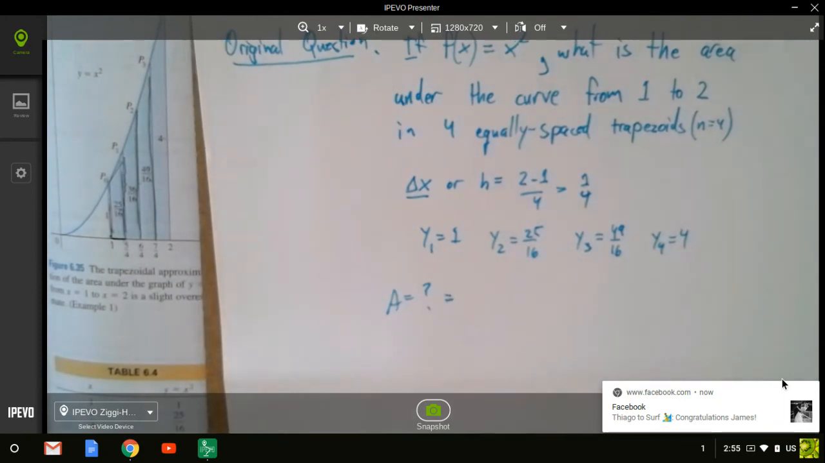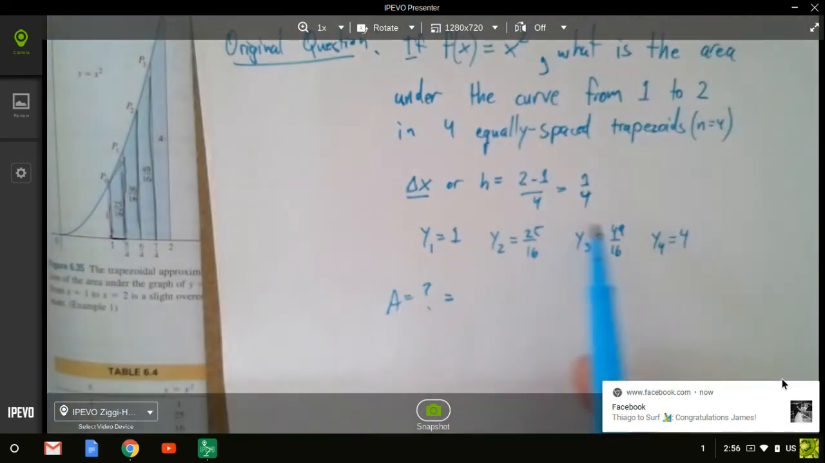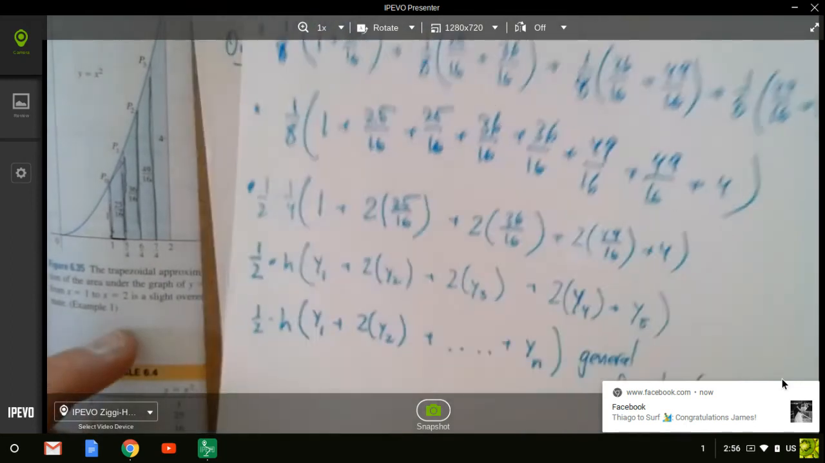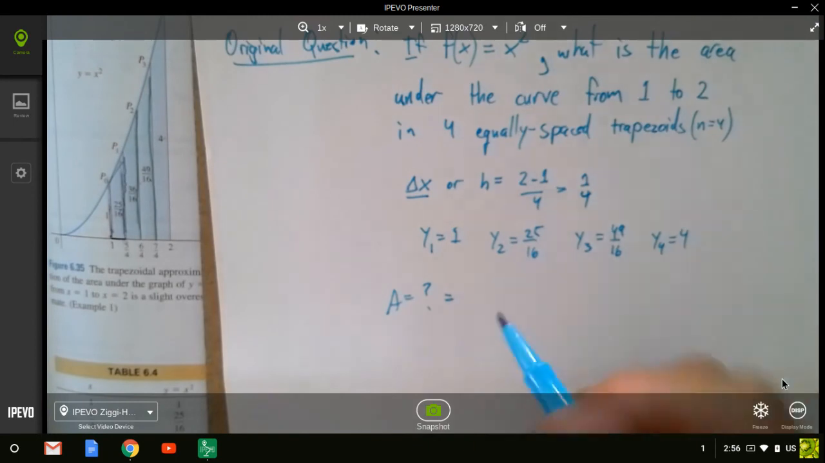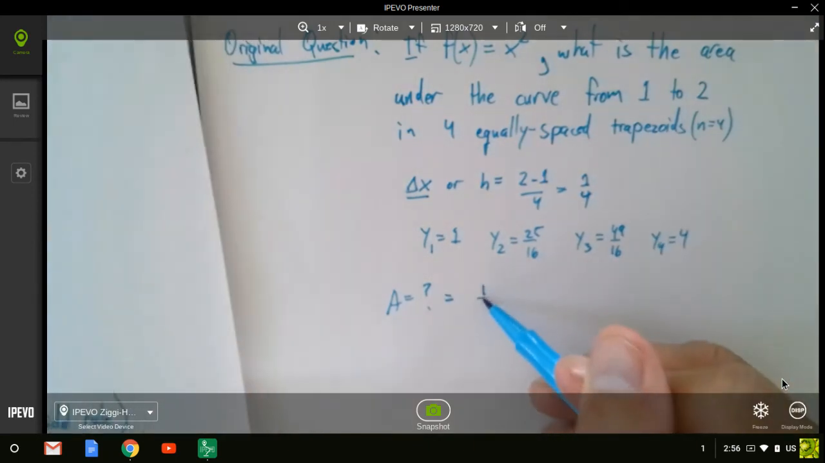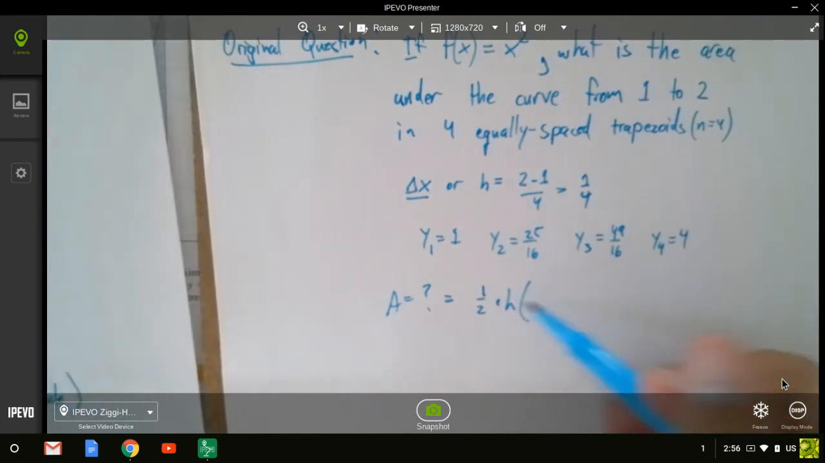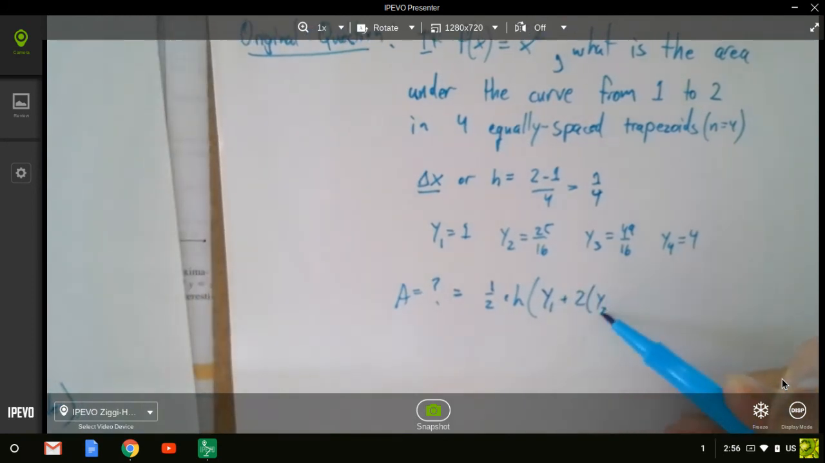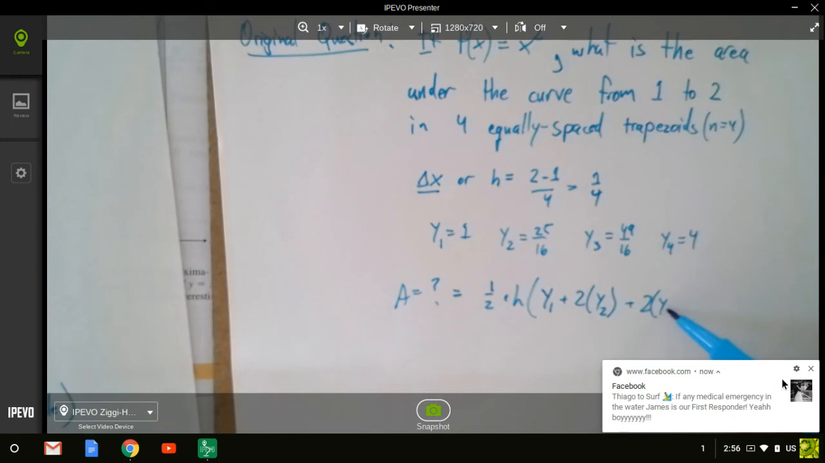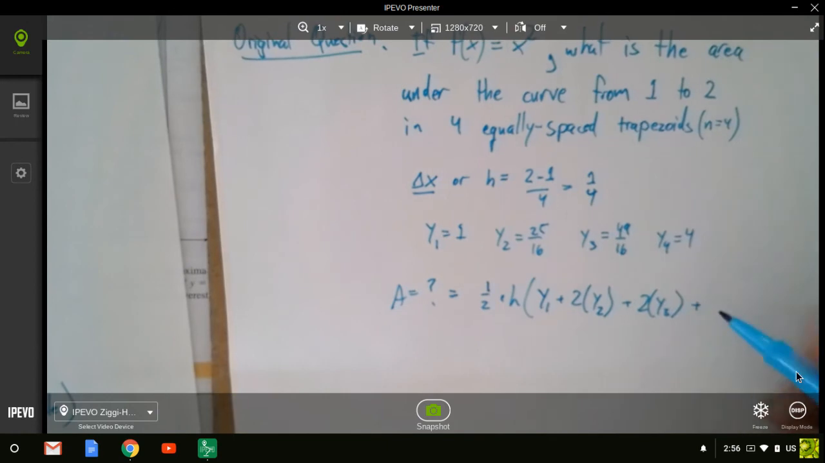So going back to this formula, how would you plug all these numbers into it? Yep, you just put them in. It's that simple. So here's the general formula: 1/2 times h times, in parentheses, y1 plus 2 times y2 plus 2 times y3 plus, and then the very last height, y4. That means the very last height we don't multiply by 2.